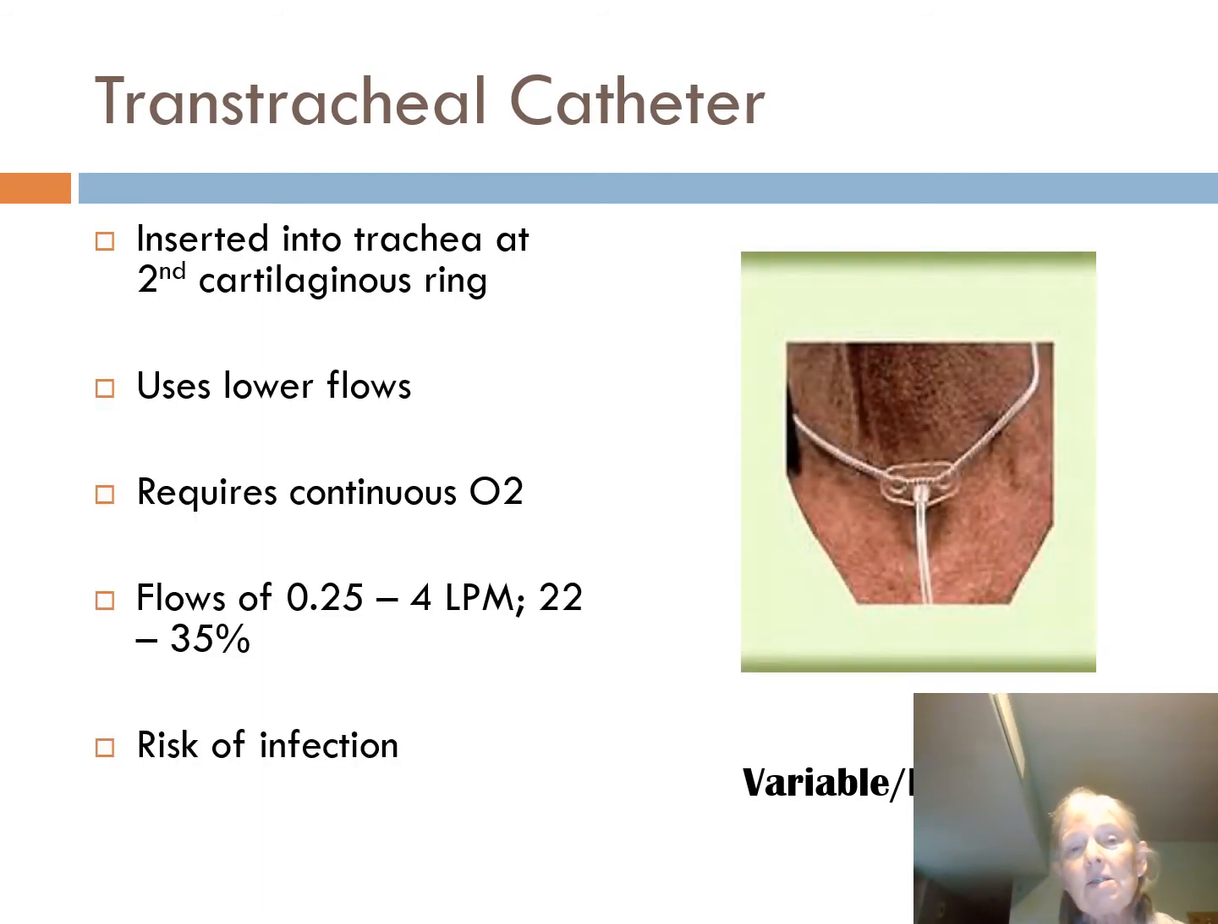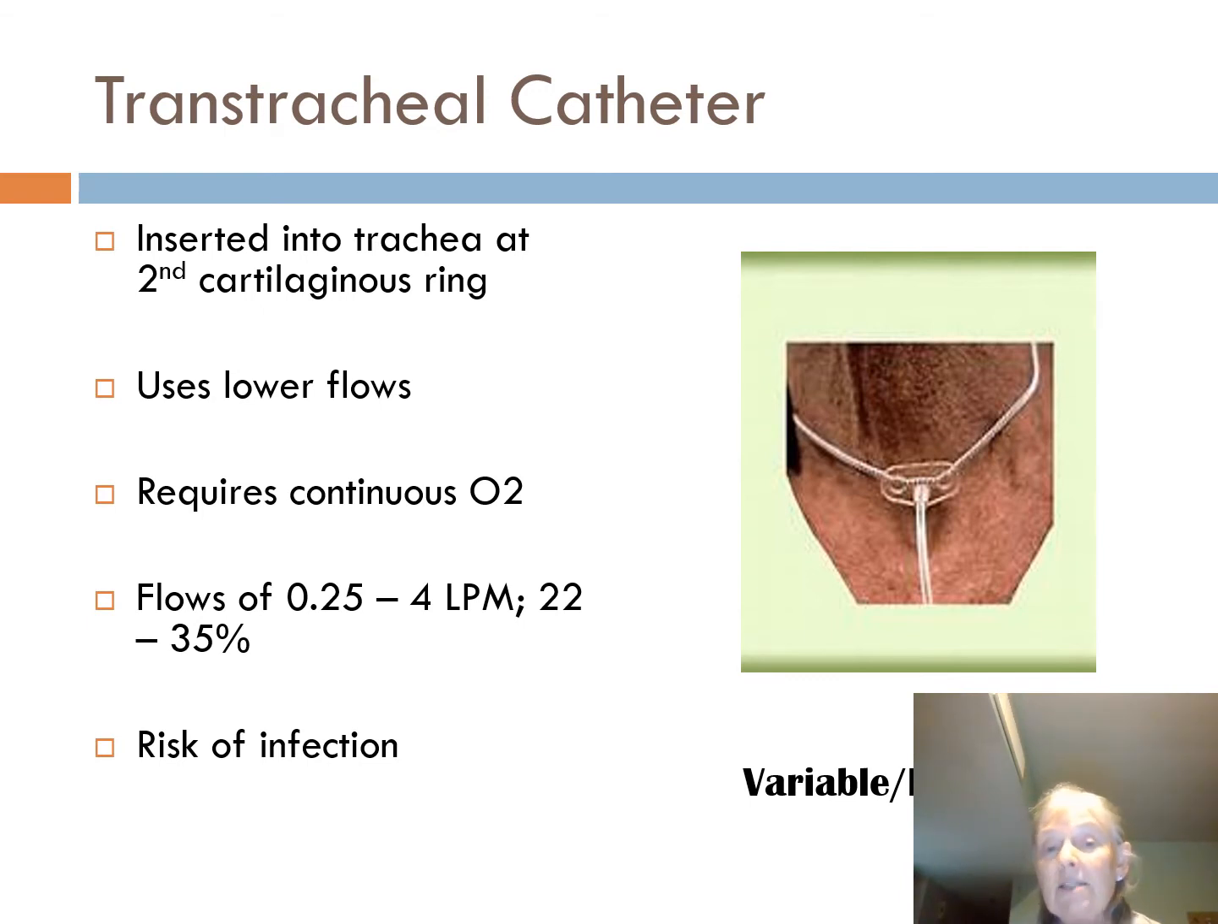Okay. This is a transtracheal catheter. We see this in home care. This is more home care than anything else. And if you look at this, you can see that this lady's got a little chain around it. It's got one of those little beaded chains. That's how you know it's a transtracheal catheter. It is surgically inserted at the second cartilaginous ring. Because we're bypassing the anatomic reservoir, we can use lower FiO2s to give us the oxygen for these patients.